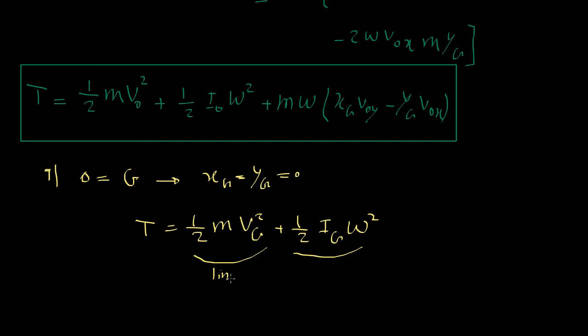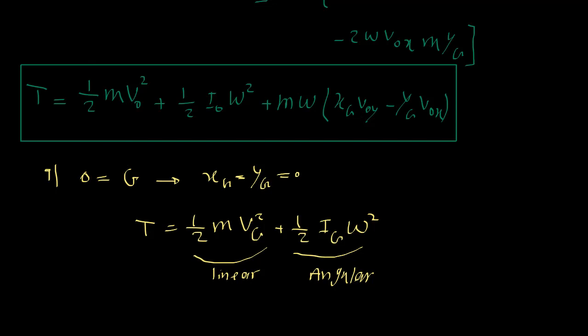So this is kinetic energy due to linear velocity. This is kinetic energy due to angular velocity. So that's the first special case that we can simplify this equation.